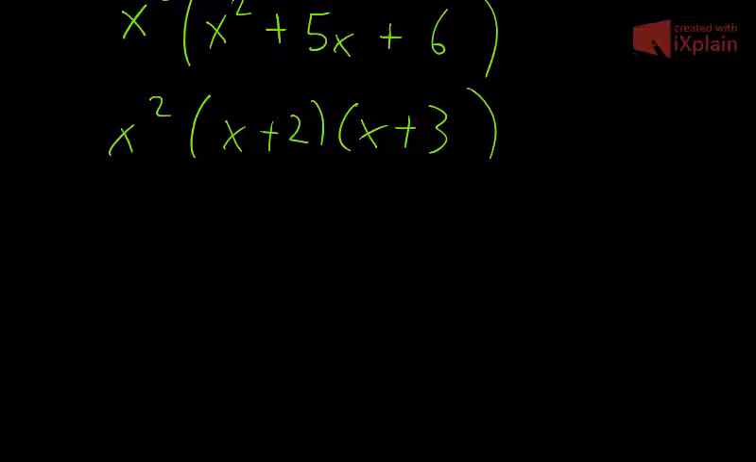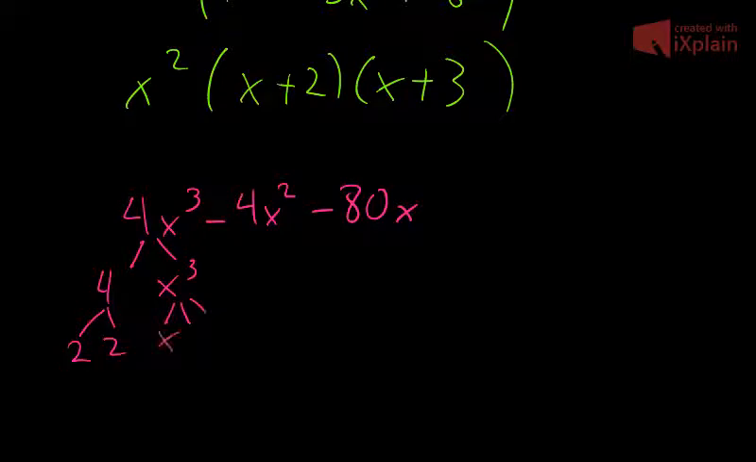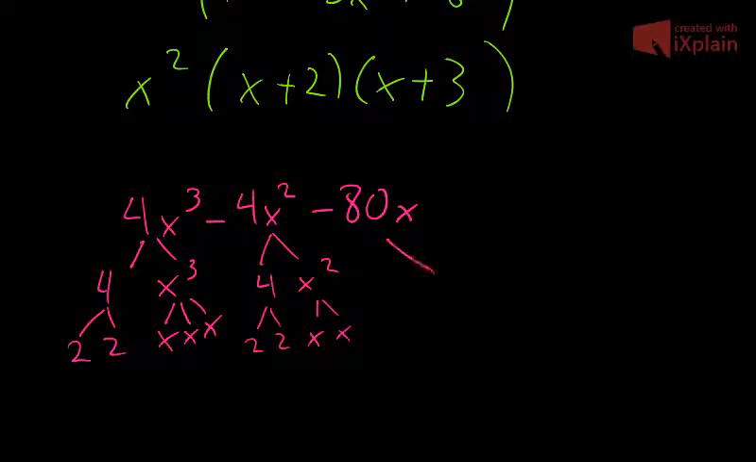So this second one I want to look at is going to be 4x cubed minus 4x squared minus 80x. And one more time, this isn't quite what we're used to, but that is a-okay. So I'm going to do a factor tree of these. We get 4 times x cubed. 4 is 2 and 2, and x cubed is x times x times x. 4x squared, 4 and x squared. 2 x x.